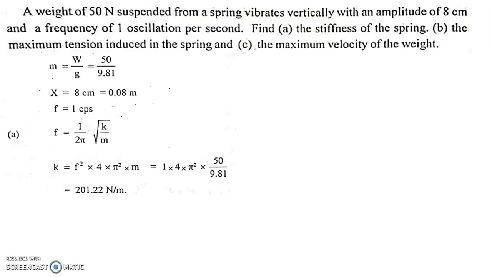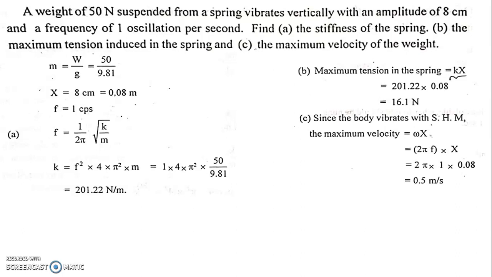First, we will calculate the stiffness. M is calculated by dividing the weight by 9.81, so 50 divided by 9.81. X, the amplitude, is given as 8 centimeter. We'll be converting it into meter. Frequency is 1 cycle per second. So frequency equal to 1 by 2 pi root k by m. And we'll be calculating the stiffness as 201.22 Newton per meter.